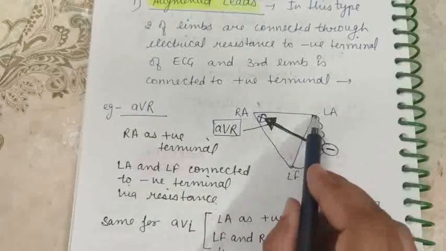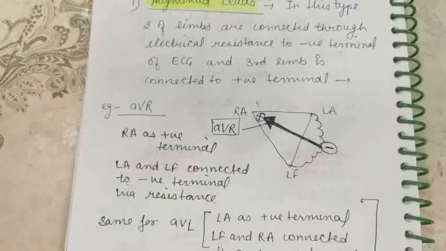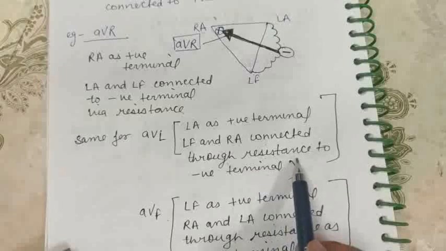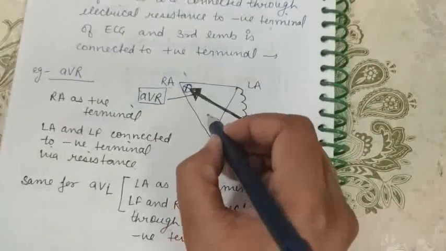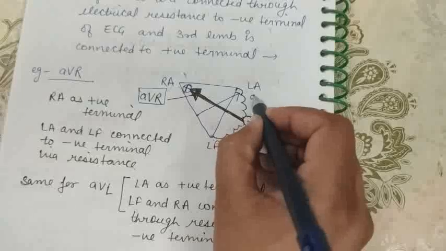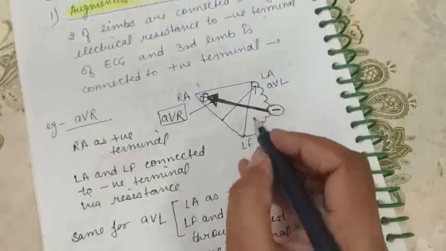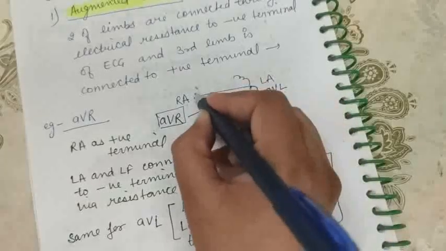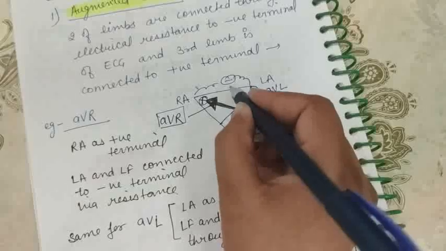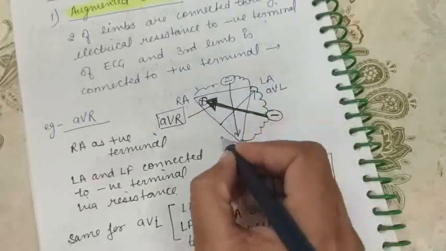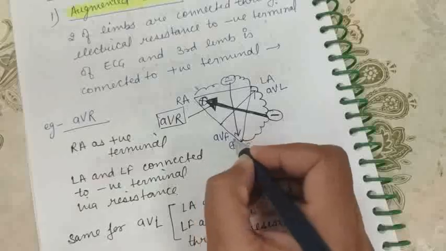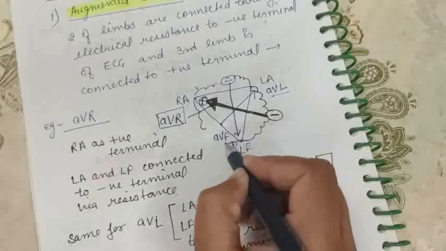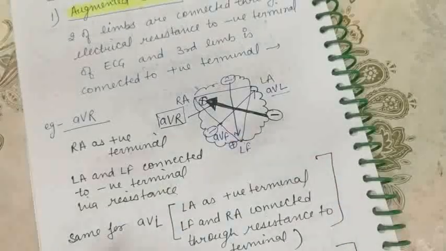Same applies for AVL and AVF. AVL is the left side taken as positive and the other two are connected through resistance. So this will be your AVL. And what is AVF then? Obviously the foot will be taken as positive and the other two are connected with resistance and taken as negative. So this is your AVF, right? So are you getting me?